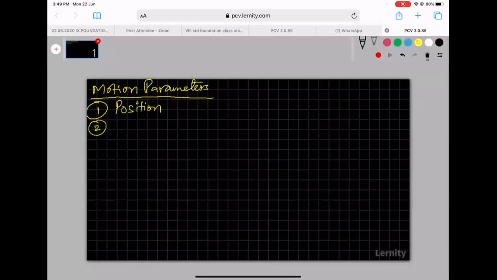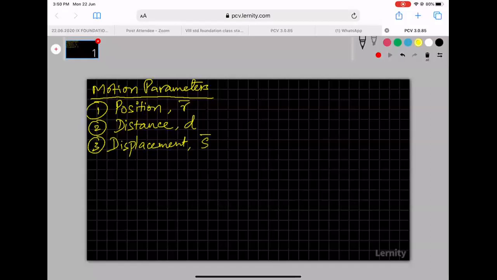Second thing that we saw is distance. The third motion parameter is displacement, which is quite similar to distance. I'll write the symbols here. Our position vector is usually written as small letter r. It's a vector, so r bar. Distance is written as small d. It's a scalar quantity, so it's not a vector obviously. Displacement is written as a capital S, and it is also a vector.